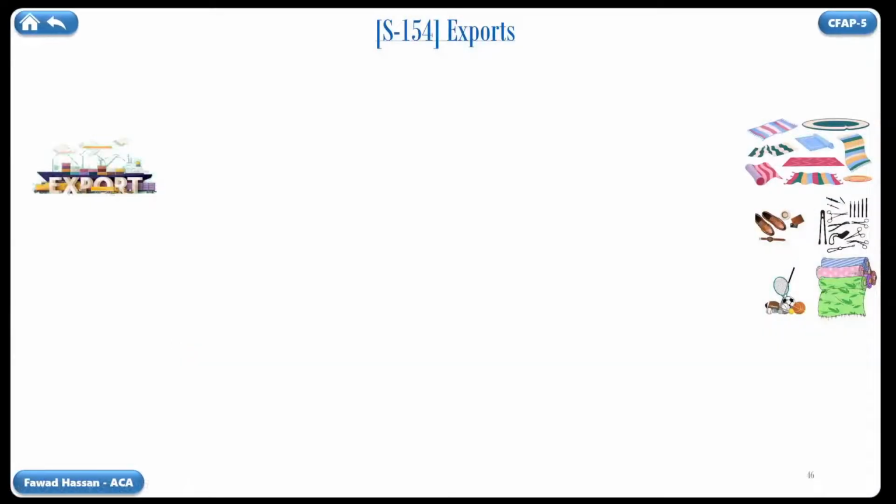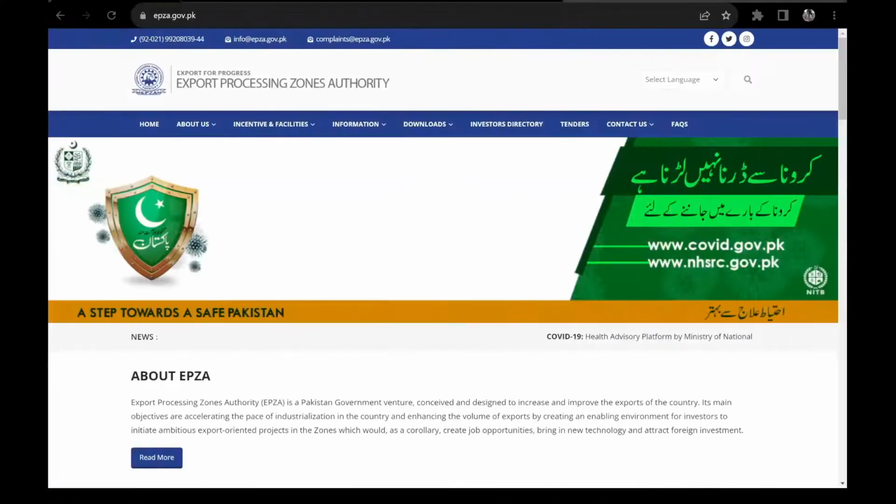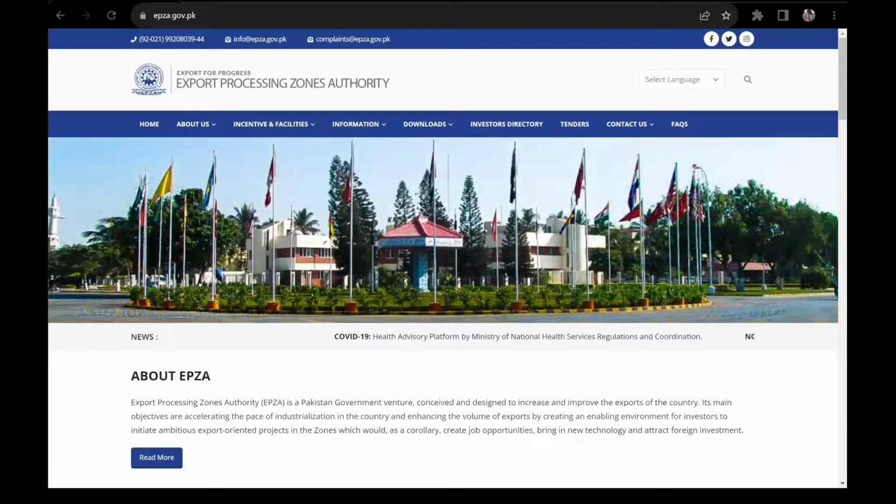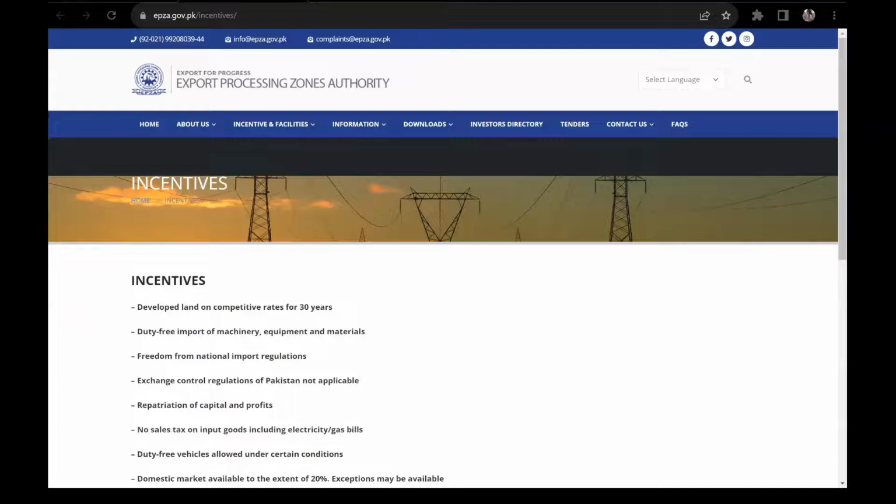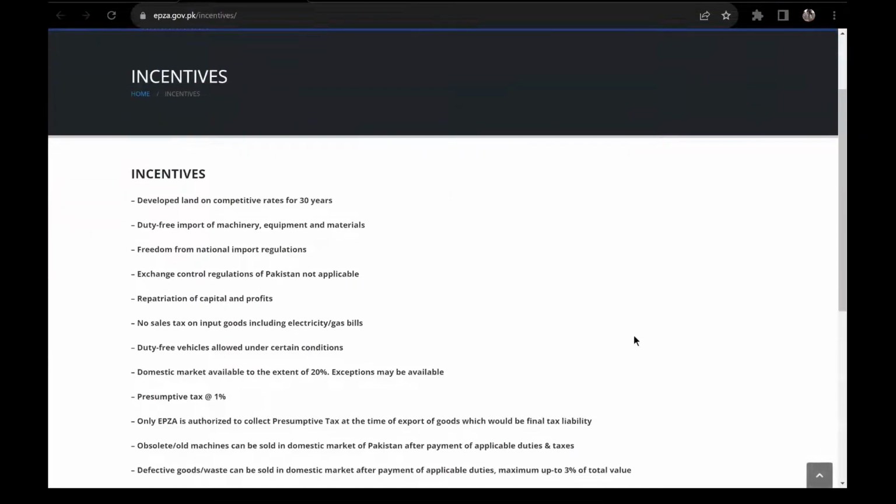Before we get into the taxation provisions, let's talk a little about the business aspects. The exports business can be established in any area of Pakistan. To facilitate exporters, Export Processing Zone Authority was established in 1980. Its main objective was to increase and improve exports of Pakistan. There are a number of incentives available to exporters if they set up their business in Export Processing Zone.